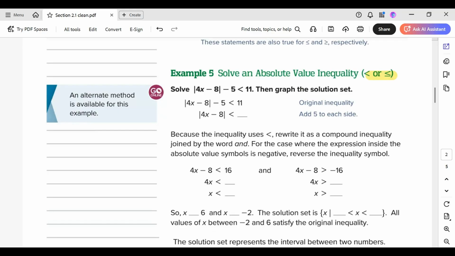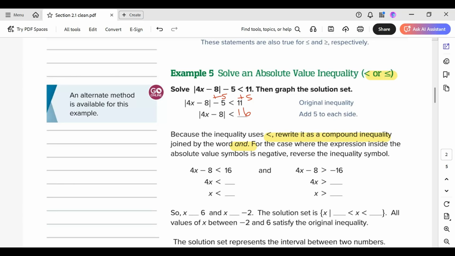So in our problem, it says solve the absolute value of 4x minus 8, minus 5, less than 11, then graph the solution set. So first thing we need to do is isolate our absolute value. In order to isolate it, we're going to add 5 to both sides, and 11 becomes a 16. So then I have two scenarios here. Because the inequality uses the less than, we're going to rewrite it as a compound inequality. Since it's using the less than symbol, it's going to be a compound inequality, which means it's joined by the word and. In order to do this, we're going to have an opposite value situation. So the first one says 4x minus 8 less than 16, and 4x minus 8 greater than negative 16.